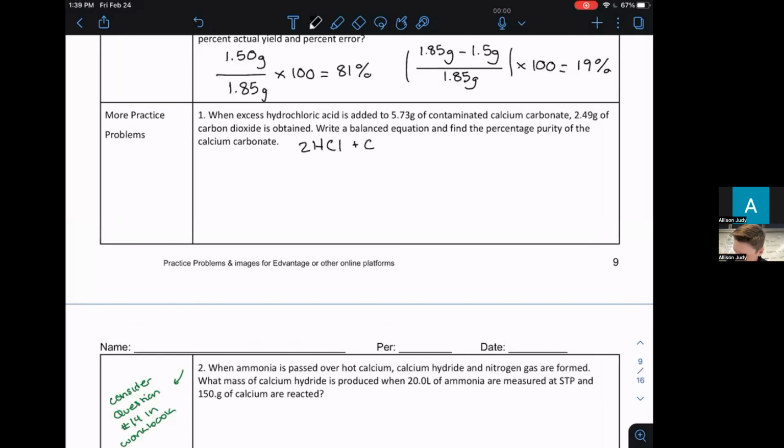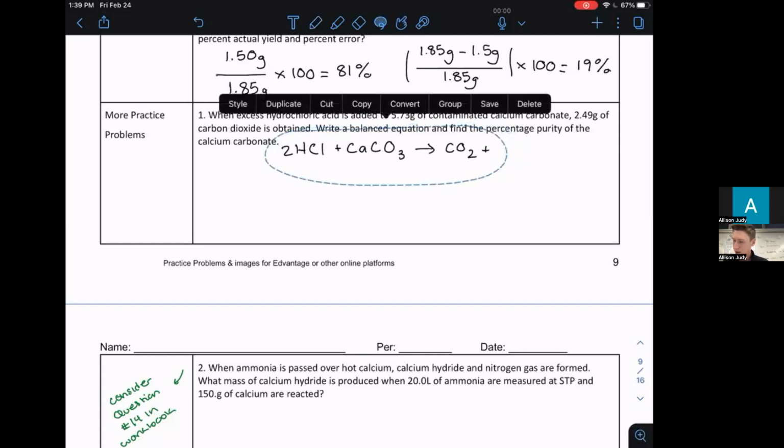Calcium carbonate is CaCO3. And this is going to react to produce carbon dioxide, which was given to us as one of our reactants in the problem. This is how you would know it's a gas formation, because we produce carbon dioxide.